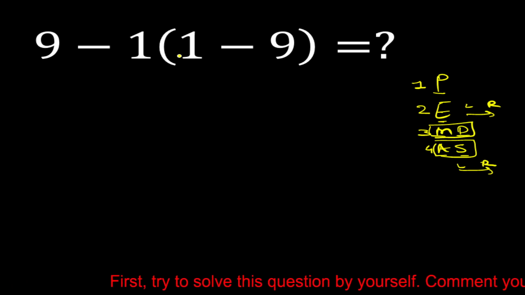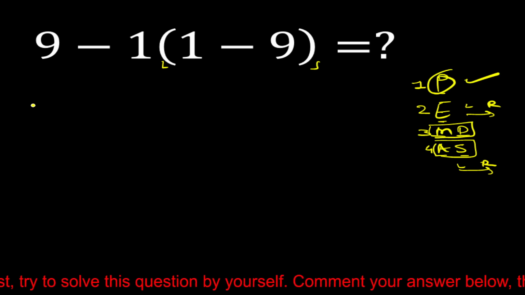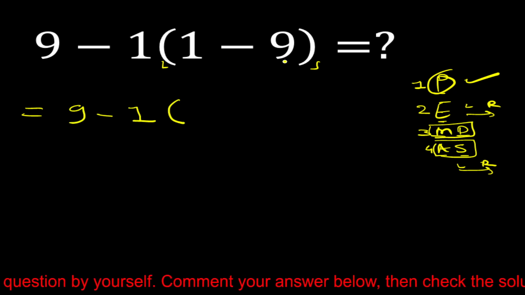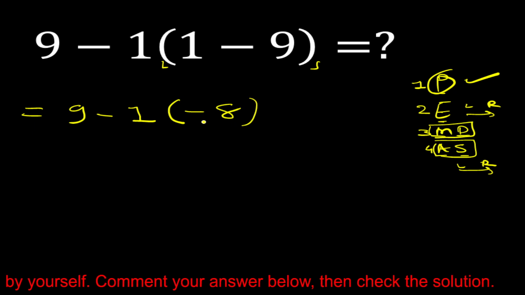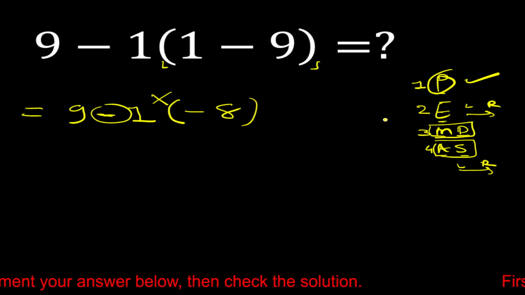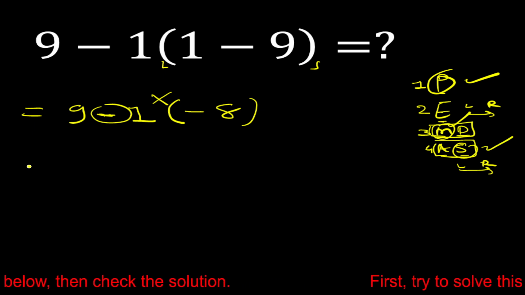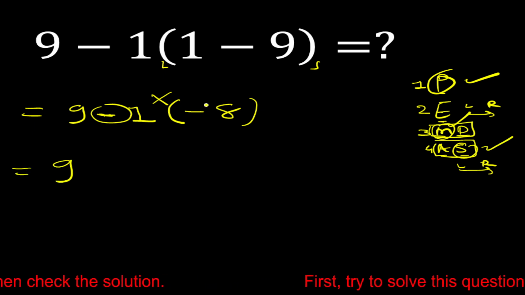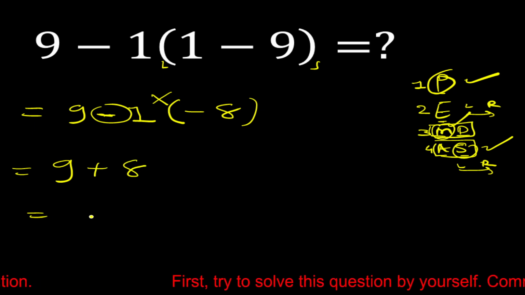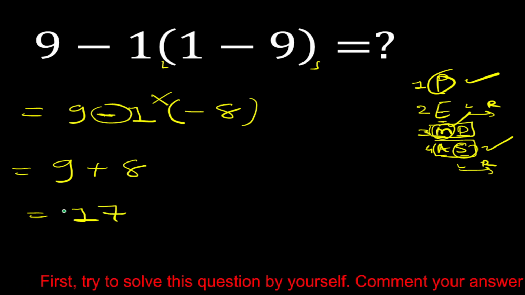Okay. So in this question, here is one parenthesis. So first we have to solve parenthesis. Okay. So is equal to 9 minus 1. Now solve this parenthesis. 1 minus 9 is equal to minus 8. So now here is subtraction and here is multiplication. Okay. The first priority is multiplication. Then we have to solve subtraction. So 9 minus 8 multiply minus 1 is equal to plus 8. So 9 plus 8 is equal to 17. Okay. So the correct answer is 17.